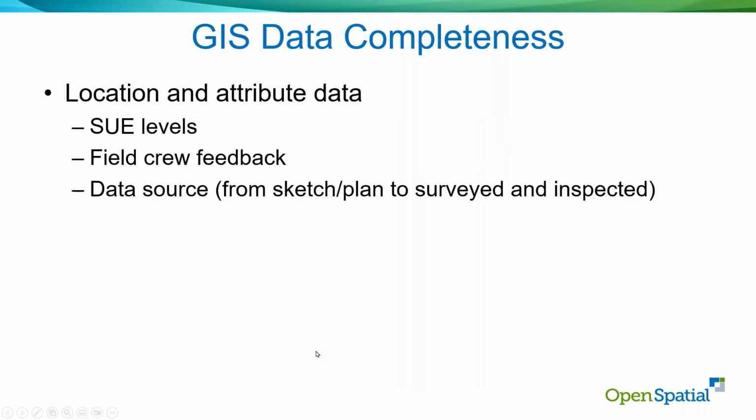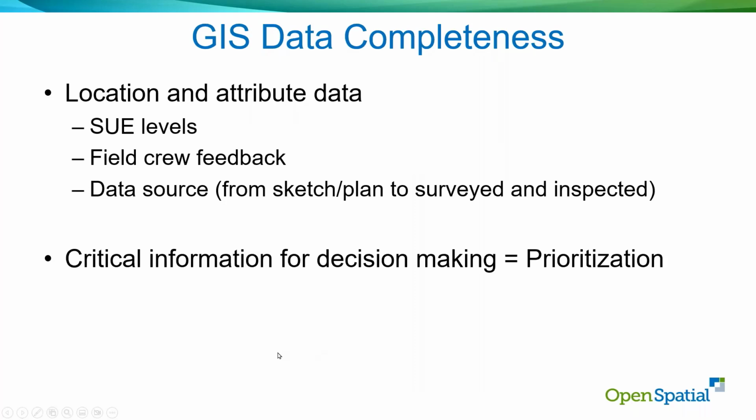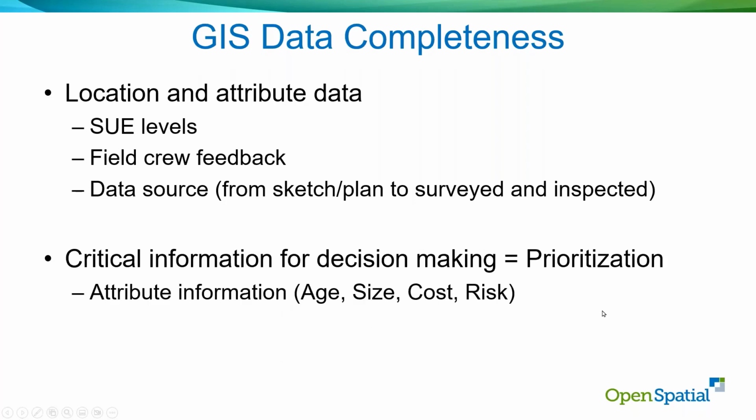The other thing from that is the critical information determines prioritization. So typical things would be age, size, cost, or risk. Sometimes size, if it's pipes, a large pipe would be assumed to have a higher risk. So you can determine these. I'm not saying these are the only ones. I'll show you an example of what's been used for some customers.